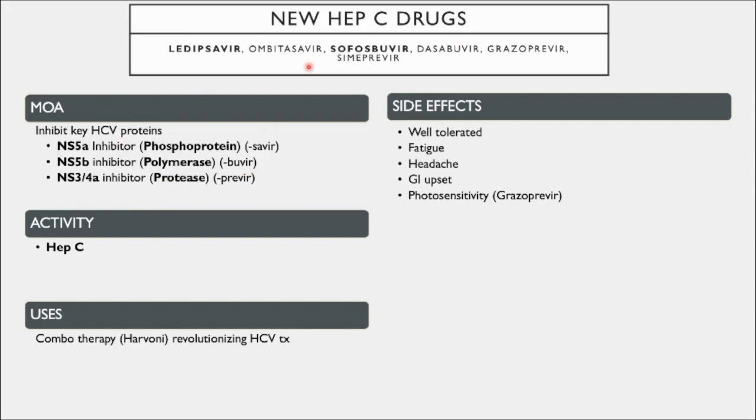So really, these drugs are blocking either the polymerase itself, a protease that's involved in the replication of the virus, or some of the phosphoproteins involved in regulation of the virus. And the names of the drugs tell you which one they are. Again, this is probably more than you really need to know. They have activity against Hep C, and in combination, they basically allow curing the disease. It's revolutionized the treatment of HCV, which used to be a huge chronic long-term problem. We can cure most people with these drugs, and they're really well tolerated. The main thing that we worry about is just fatigue, headache, GI upset.